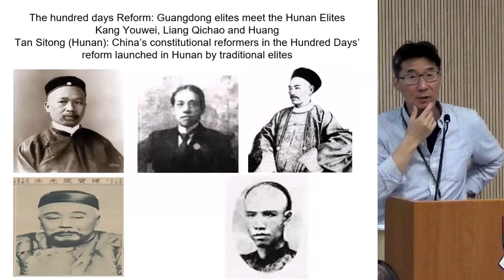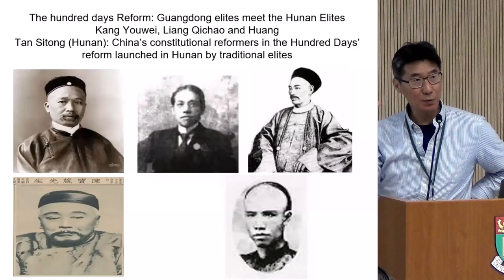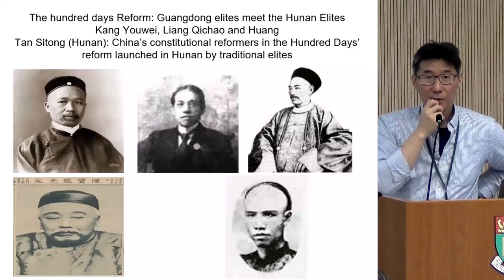He wrote the Riben Guozhi. So that's the first comprehensive study of Meiji Japan. And it's very interesting, they all went to Hunan, because I think Hunan was the political center for this, because the Hunan-based elite, Chen Baozhen, who's the grandfather of Chen Yinke. And so he's the governor.